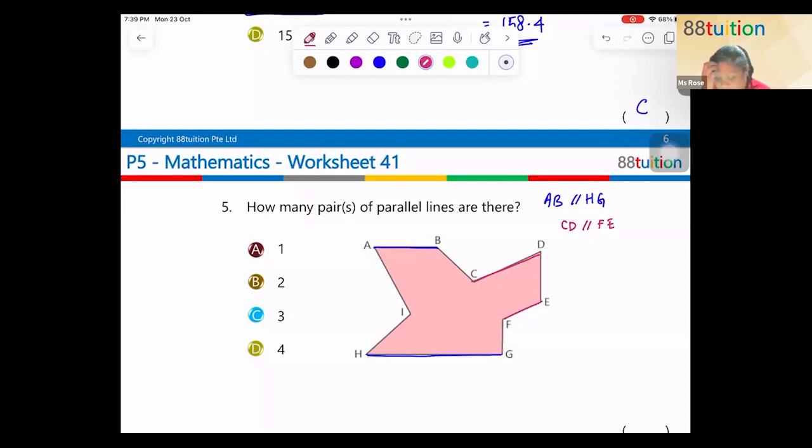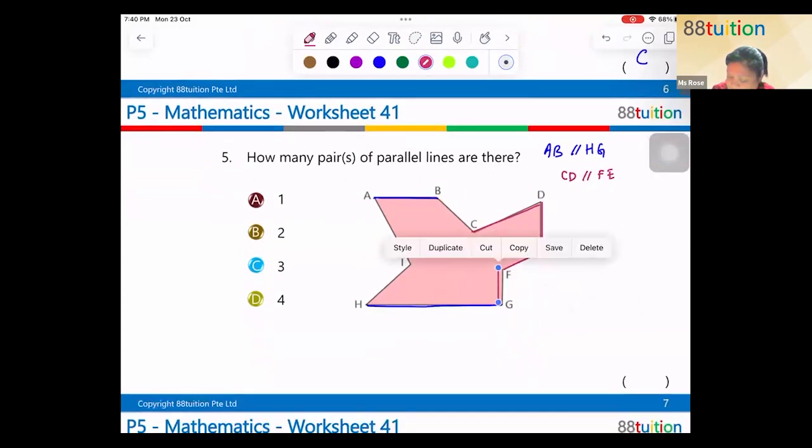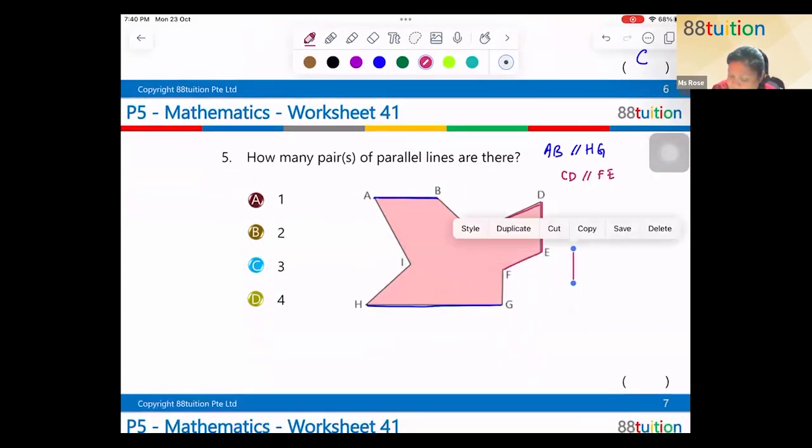AI and DE. No, they're not parallel. They're not, because if you take AI and DE, this is DE and this is AI. They are not parallel. FG and DE. No, it is not parallel, because you see, this is your DE and this is your FG. This is FG and this is DE. They are not parallel. Can you see that?